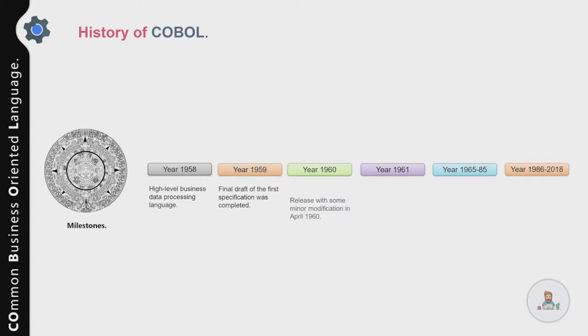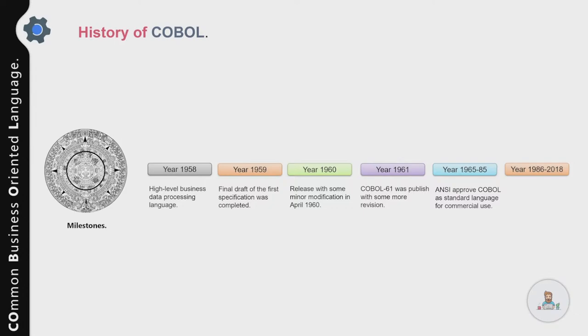In May 1961, COBOL 61 was published with some minor revisions. It is this version which provides the foundation for later versions. In 1965, a revised version of COBOL was released with a number of additional features. However, it was only in 1968 that COBOL was approved by ANSI, that is American National Standards Institute, as a standard language for commercial use. And this version of COBOL is known as COBOL 68. And from 1968 till 1985, multiple versions of COBOL were released including additional features. Multiple versions of the COBOL compiler were released between 1986 and 2018, with features such as object-oriented programming, web support, and many more.